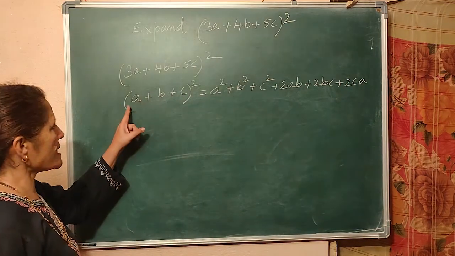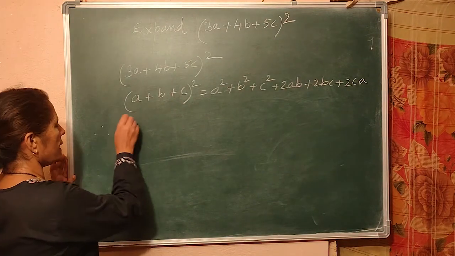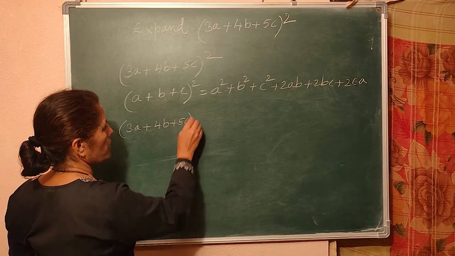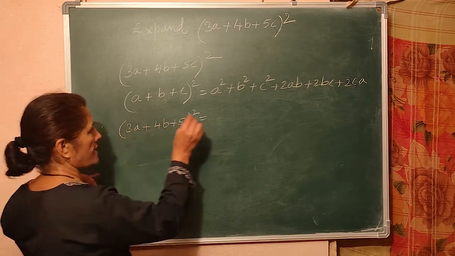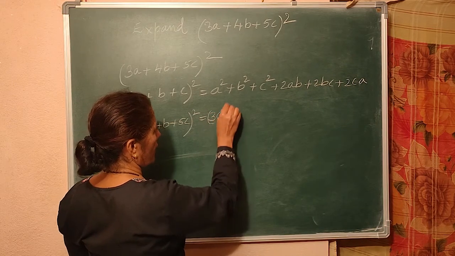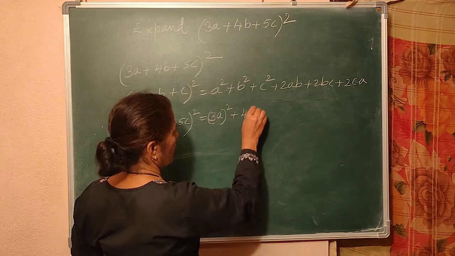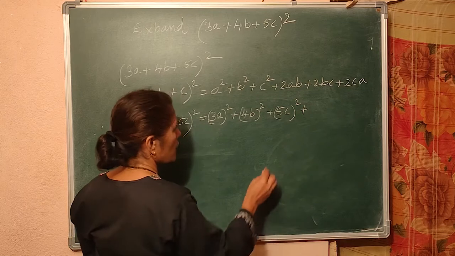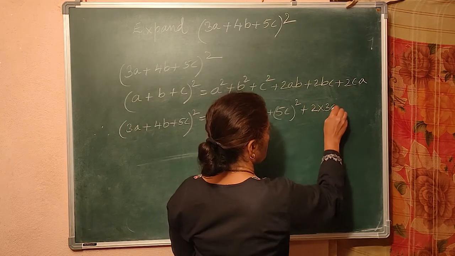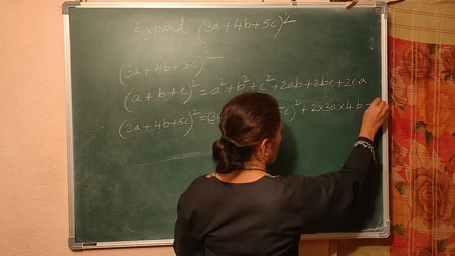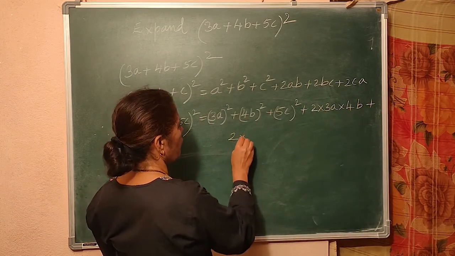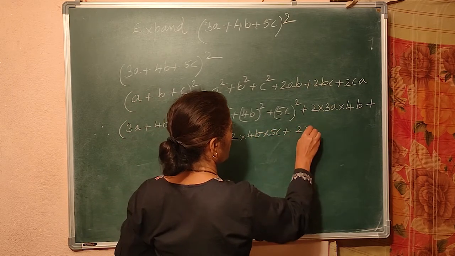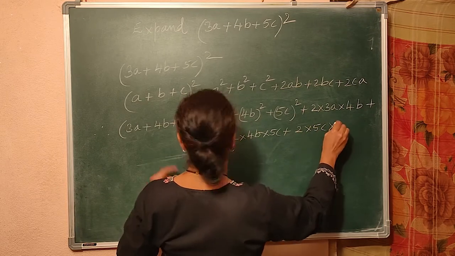Right? So what is a²? Therefore, (3a + 4b + 5c) the whole square. In the place of a, 3a is there. So (3a) the whole square plus (4b) the whole square plus (5c) the whole square plus 2 into 3a into 4b plus 2 into 4b into 5c plus 2 into 5c into 3a.